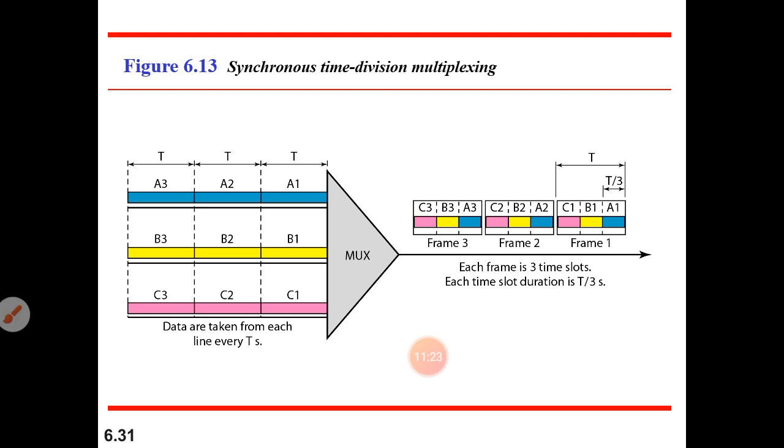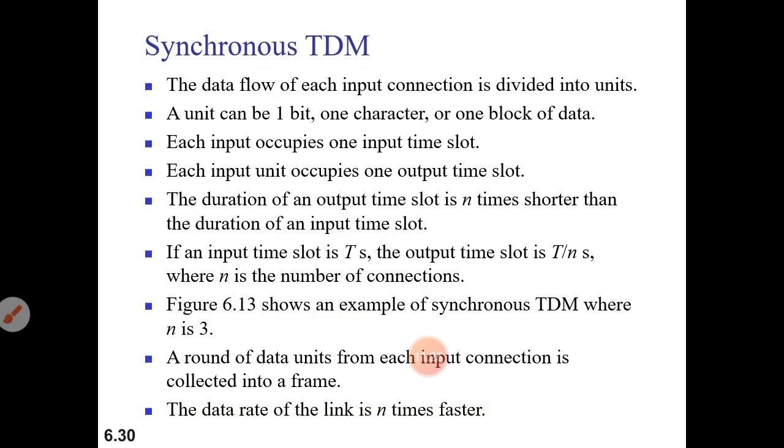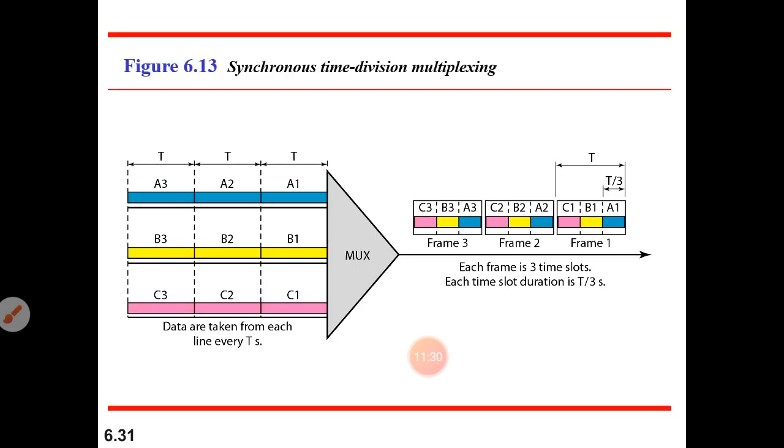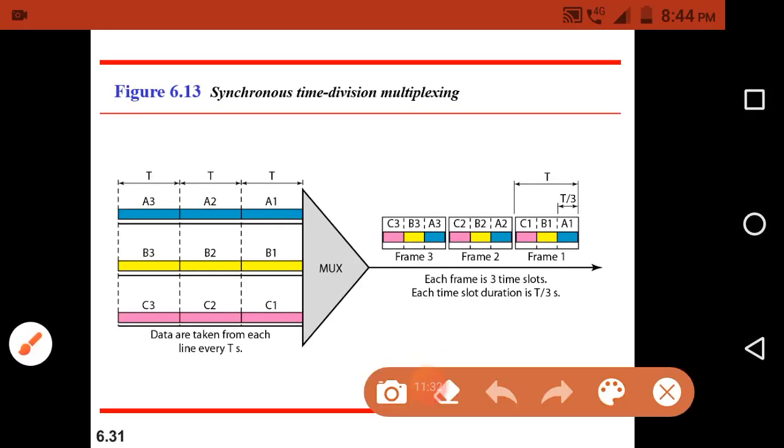So that is what they have told here: each input occupies 1 time slot, and each input unit occupies 1 output time slot. At the output side, for example, if the input unit is A1, it will occupy 1 output time slot. So A1 will occupy 1 output time slot in the frame, and that time slot we have to call T by 3.